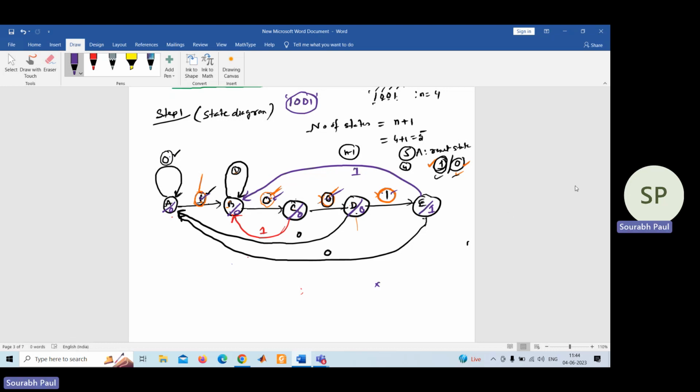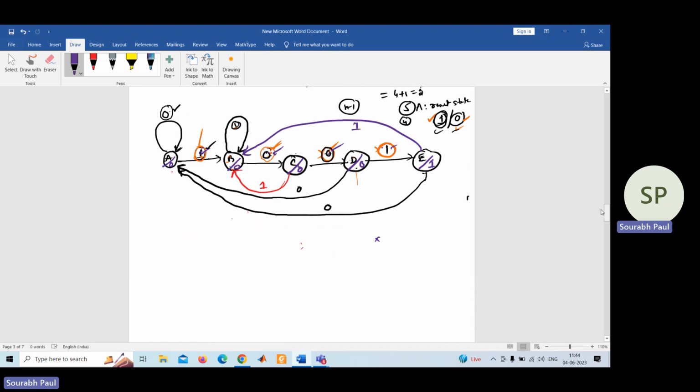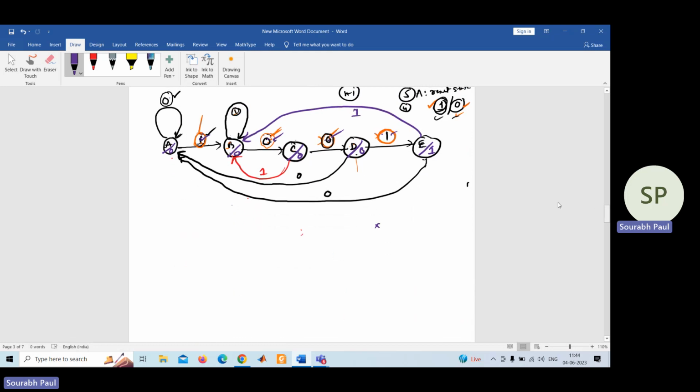So this is all about the explanation of the state diagram. Now, after that, what do we need to do? We need to make the state table. How to make the state table? Based on the state diagram. So now you make the state table.